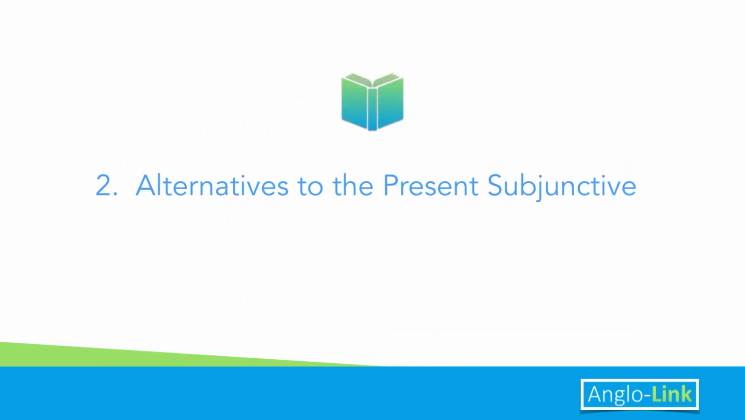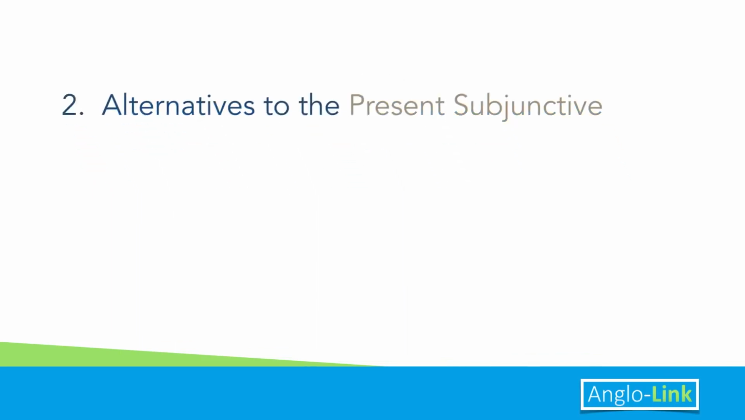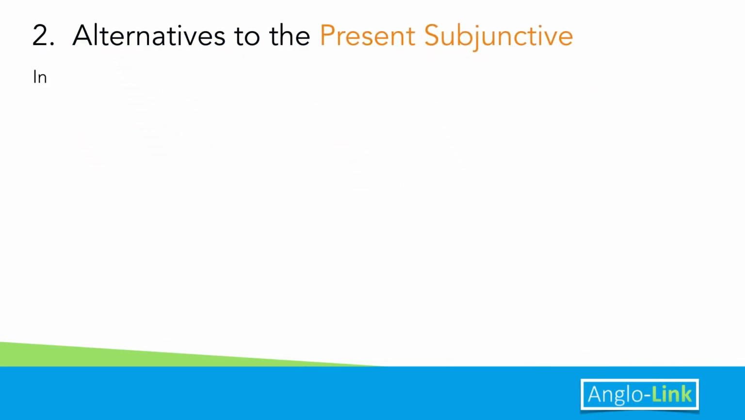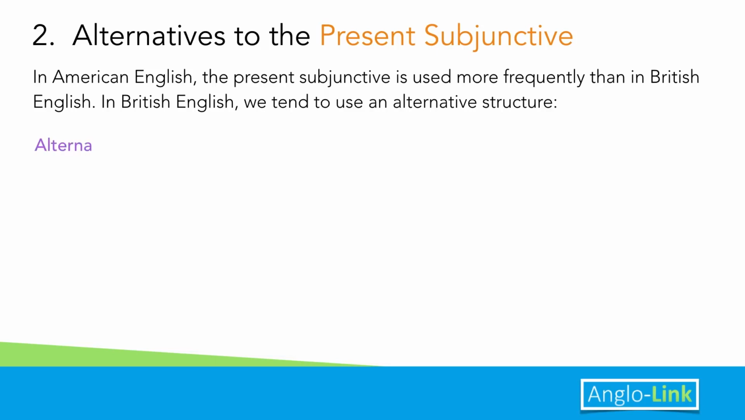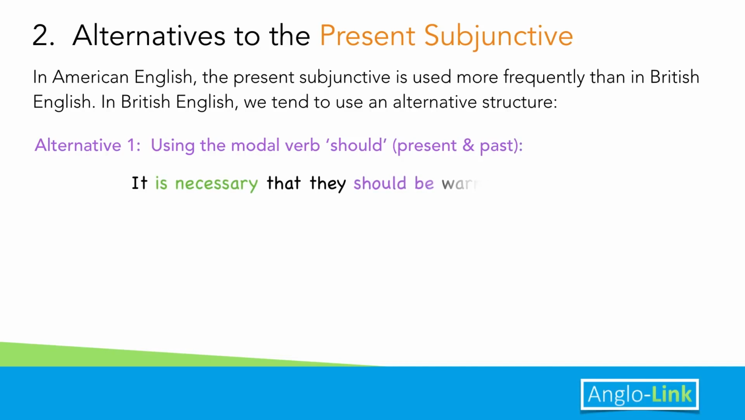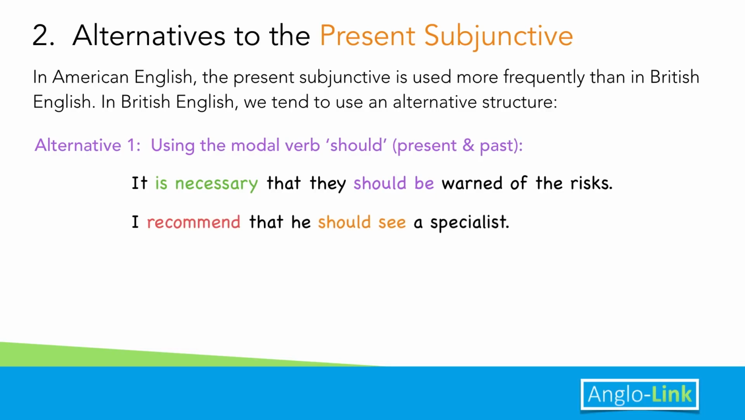There are alternatives to the present subjunctive. Let's have a look at them. In American English, the present subjunctive is used more frequently than in British English. In British English, we tend to use an alternative structure. One alternative is using the modal verb should for both present and past situations. For example, it is necessary that they should be warned of the risks. Or, I recommend that he should see a specialist.